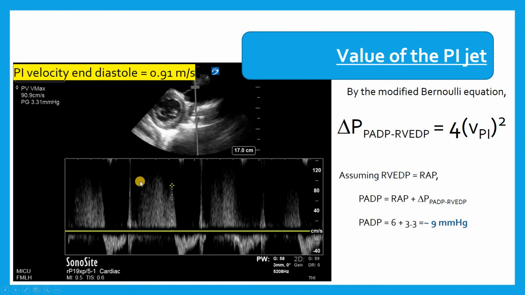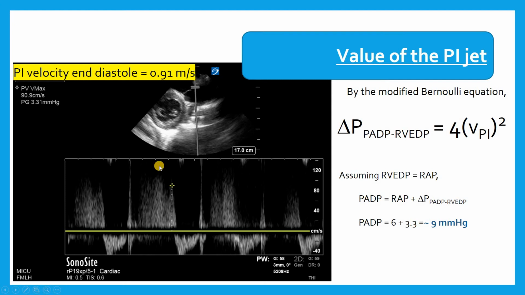And again, we're going to capitalize on Bernoulli's principle here, in the Bernoulli equation. My gradient is equal to 4v squared. In this case, the gradient is the gradient between my PA diastolic pressure, which is when the insufficiency jet is flowing, and my RV end diastolic pressure. That's the gradient of interest. And here I'm going to use my pulmonary insufficiency jet at the end of diastole, square it, multiply by 4, and I'll get a sense of what my PA diastolic pressure is because I'll have some estimate of my RV end diastolic pressure. So let's work through the math.